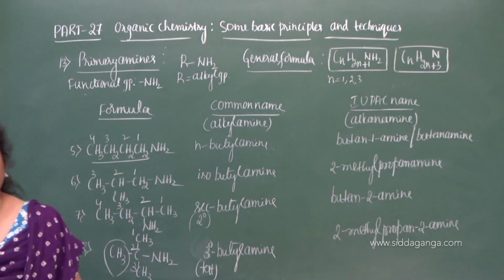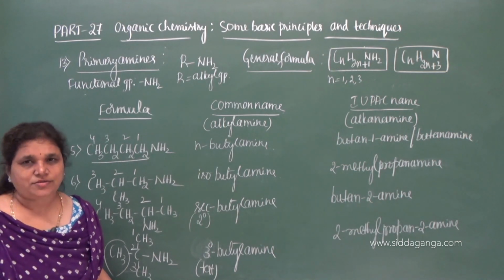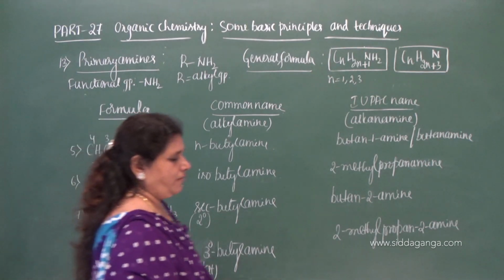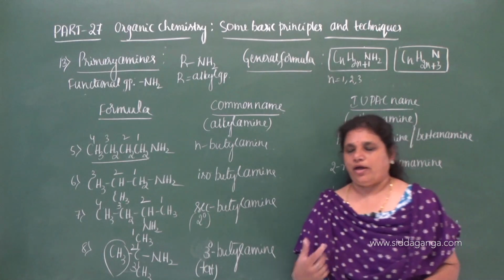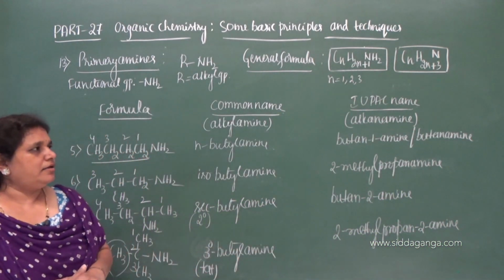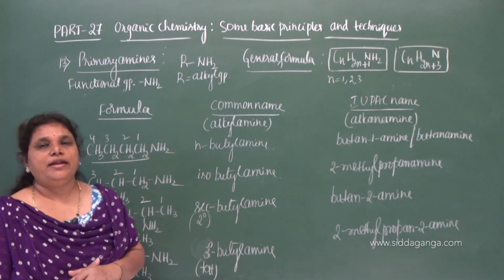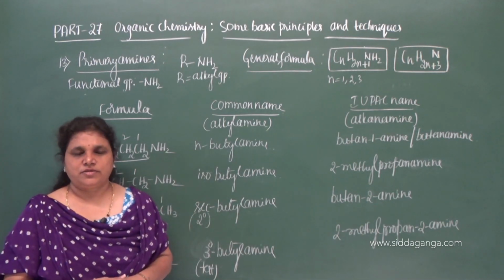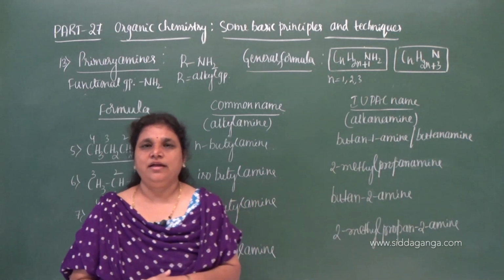You need to practice these common names and IUPAC names repeatedly so that you can write them very easily. And amine is the word that you have to add to the name of the alkyl group; here you add the word amine by replacing the terminal e of the name of the alkane. It is simple, and you need to practice.